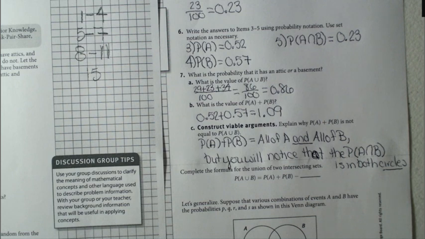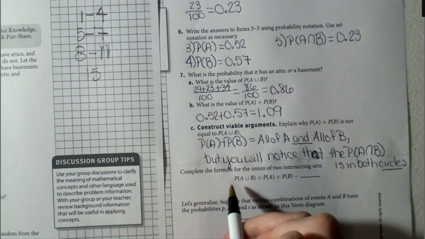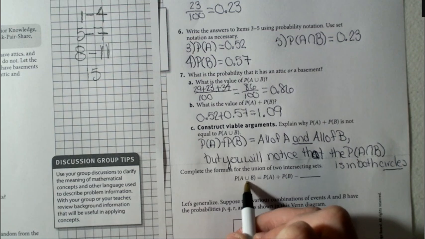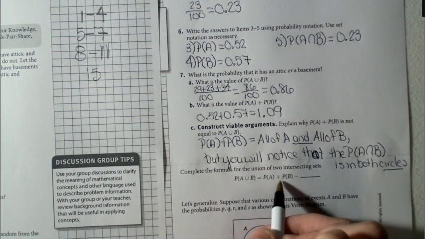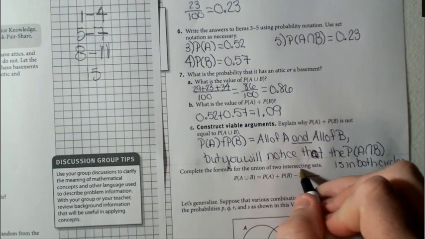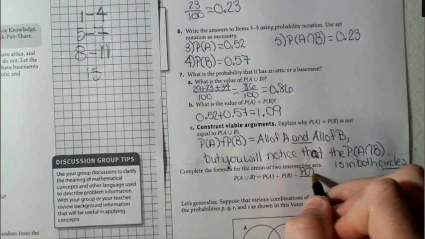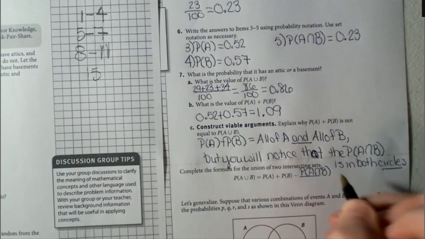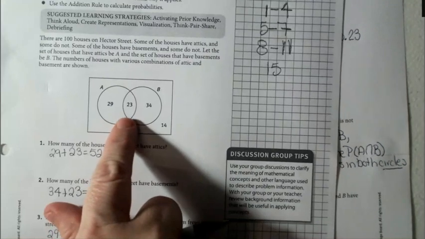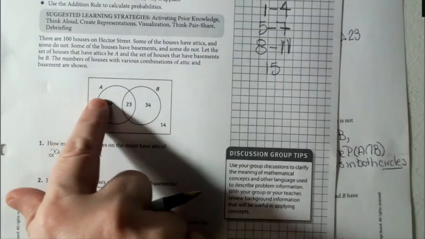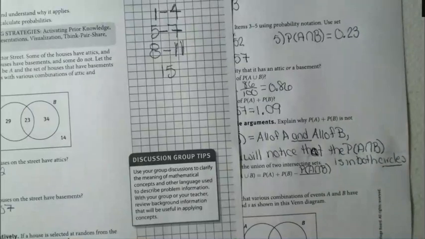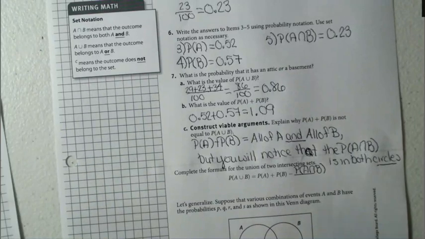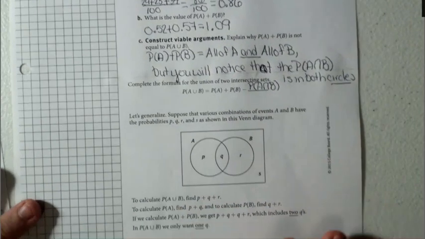So we don't want to add it twice, so we need to take it away once. If I do the probability of A union B, it's going to equal the probability of A plus the probability of B minus the probability of A and B. Otherwise, this section right here is getting added with this circle, and again with this circle. So we only need to add it once. So I can subtract it once.